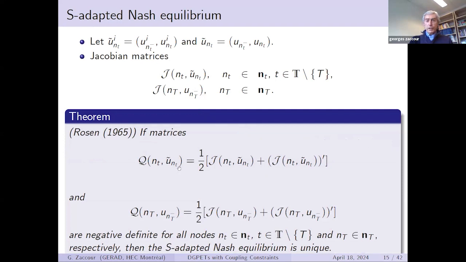And after that, we can again use a theorem given in Rosen, saying that if these matrices are negative definite for all nodes, then the S-adapted Nash equilibrium is unique. So let me wrap up here: a game played over event trees, we can define the equilibrium in terms of S-adapted strategies. But since we can write the game in normal form, we can use the usual machinery for existence and uniqueness.